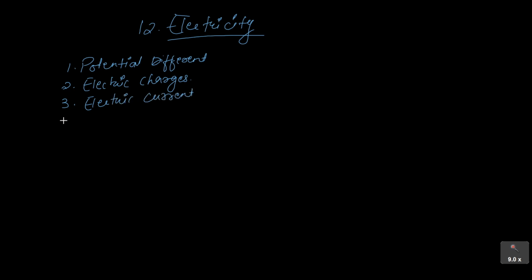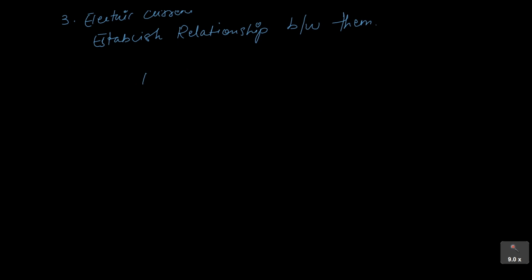Then we will establish the relationship between them. That basically means first we will understand what these terms are, and then we will try to establish how they are related to each other. So let's begin with the potential difference. First we will understand what potential difference is.